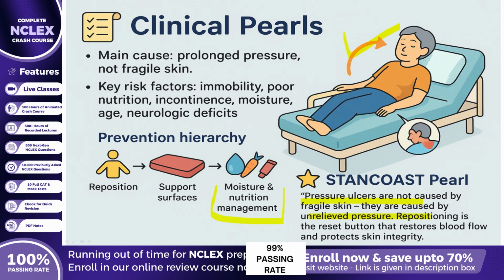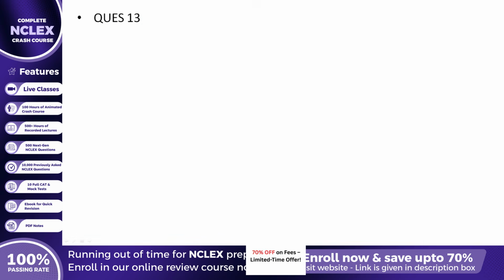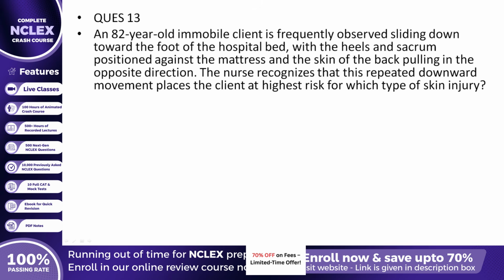As we continue building your NCLEX mastery, let us turn our focus to a very common challenge in immobile elderly patients. Imagine an 82-year-old bedridden client who is frequently observed sliding down toward the foot of the hospital bed, with the heels and sacrum pressing into the mattress, while the skin of the back is being pulled in the opposite direction. The nurse must determine what type of skin injury this client is at greatest risk for.